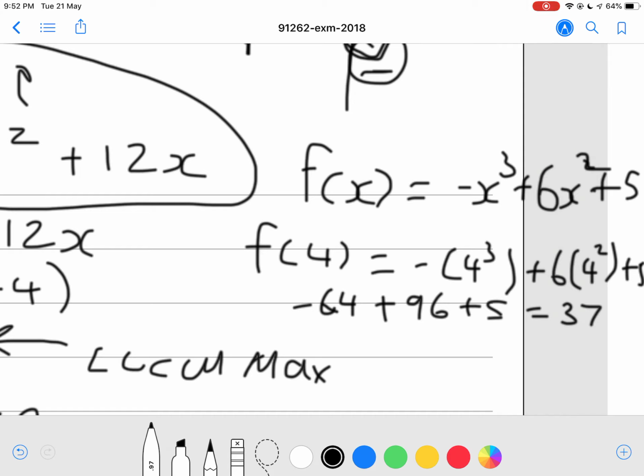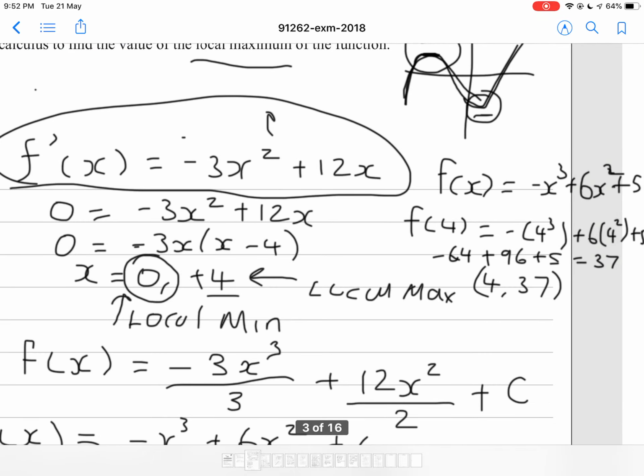So therefore, we can say that our local maximum is at x equals 4. So when x equals 4, y equals 37. That's our local maximum here. Okay? Sorry if that was a bit squished. It's quite a long question, okay?